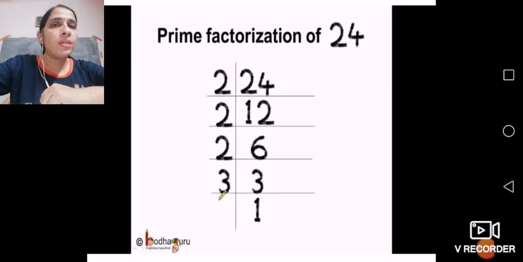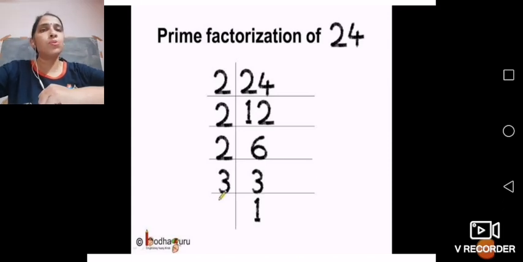Now, we will divide it by 3. 3 ones are 3. Now, you have to keep on dividing until you get 1 as a quotient. So, the prime factorization of 24 we can write like this: 2 multiplied by 2 multiplied by 2 multiplied by 3, which is equal to 24.